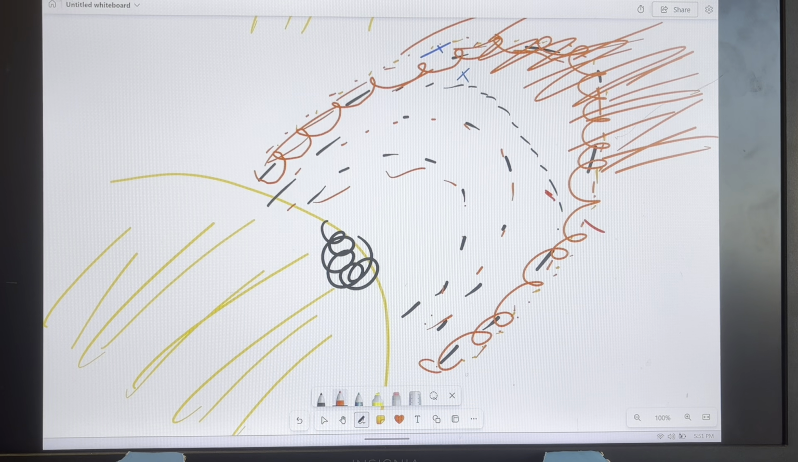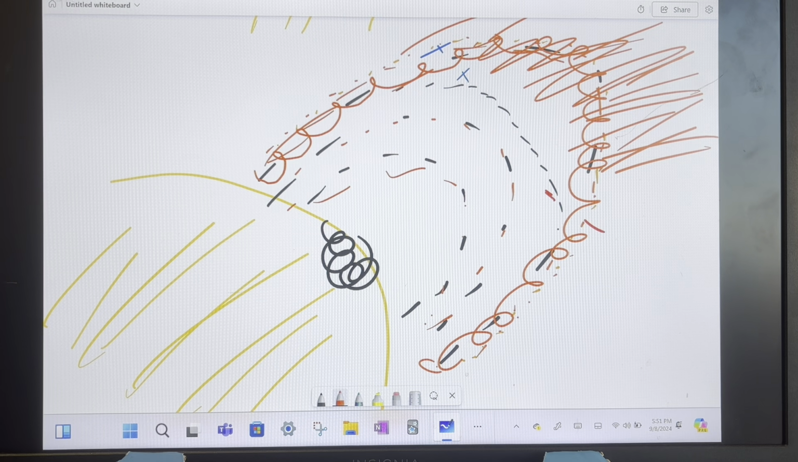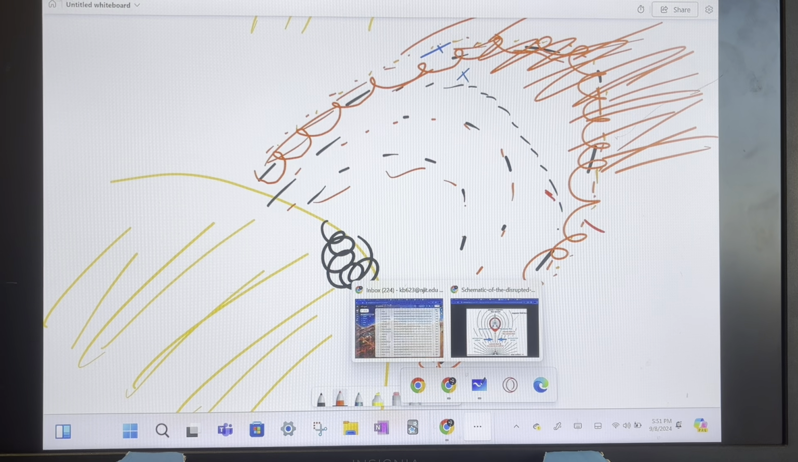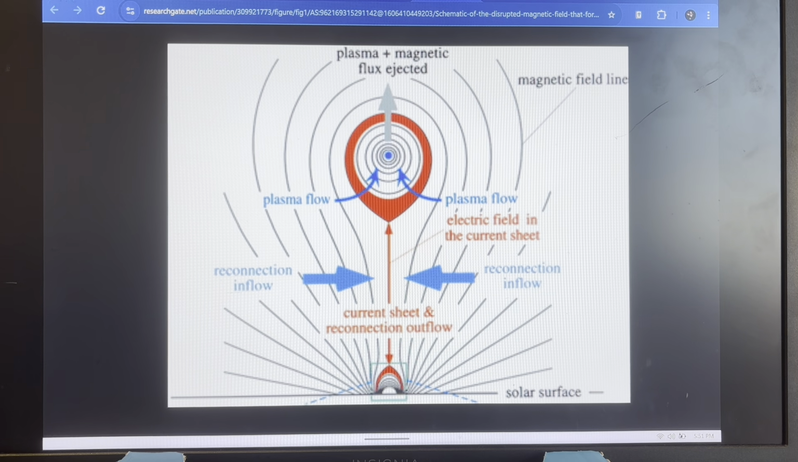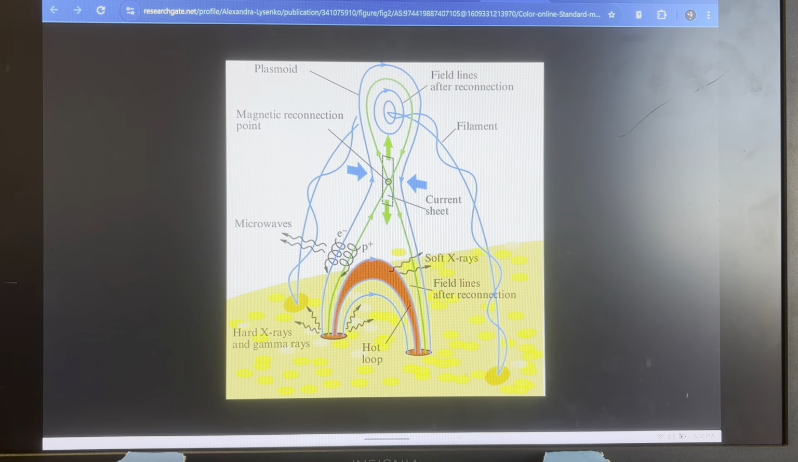Now, to show it to you a little bit better, I'll pull up this graph, or this picture, where again, you can see the flow of the magnetic field line and how it gets so big that there's a reconnection that happens over here and the rest of the material just gets ejected. And kind of the same thing happens over here.